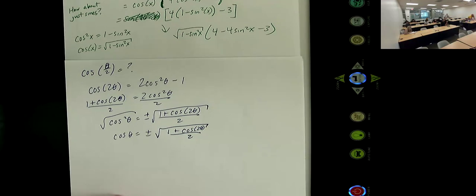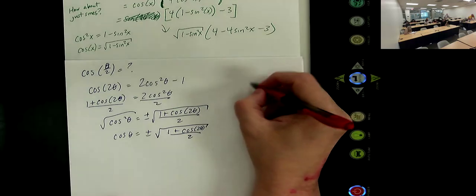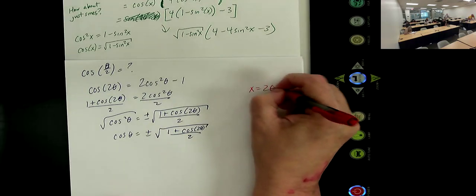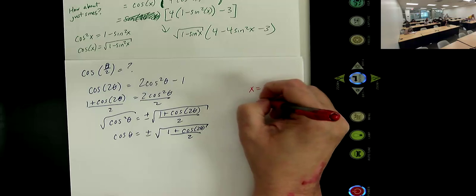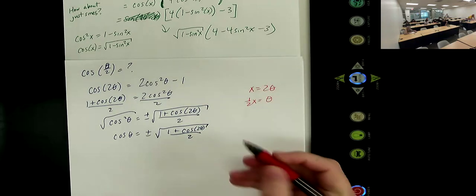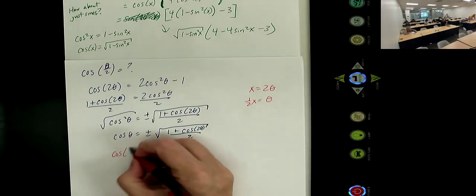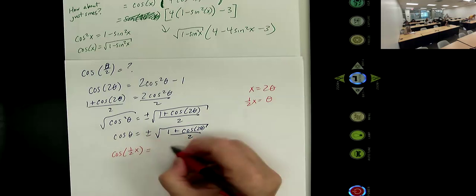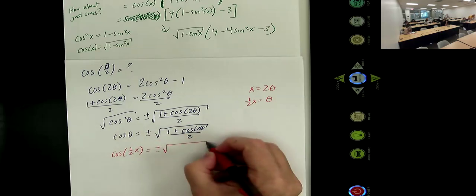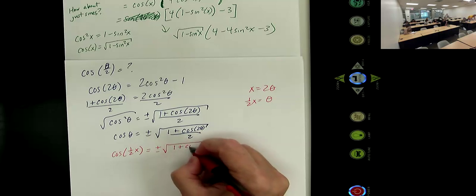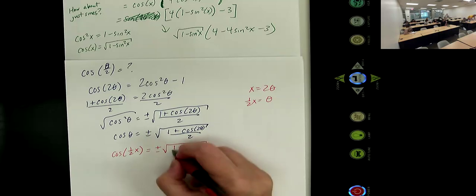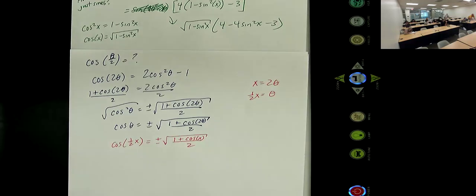And we do a boring substitution. Say x equals 2 theta, so theta equals 1/2 x. So cosine of 1/2 x equals plus or minus the square root of 1 plus cosine x over 2. And that's the half angle formula for cosine. So you can derive it from the other ones, it's not that exciting.